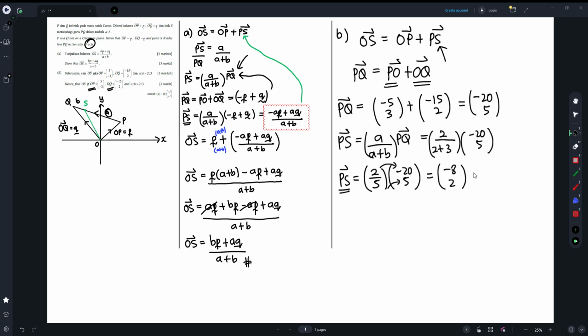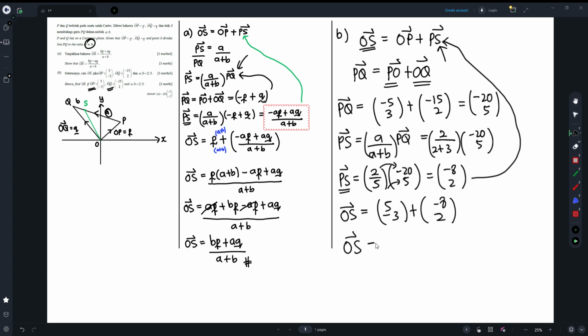So now this PS goes into the main equation to settle for the OS. OS is equal to OP plus PS. So my OP will be 5, negative 3, plus negative 8 and then 2. So finally my OS will be 5 minus 8 is negative 3, and negative 3 plus 2 is negative 1. And that is the answer.